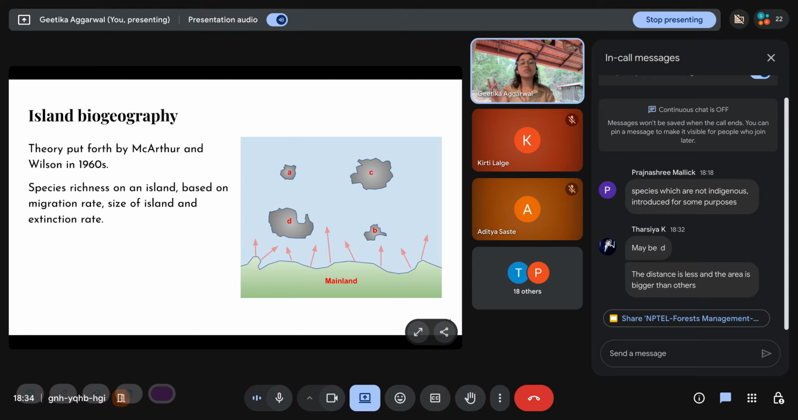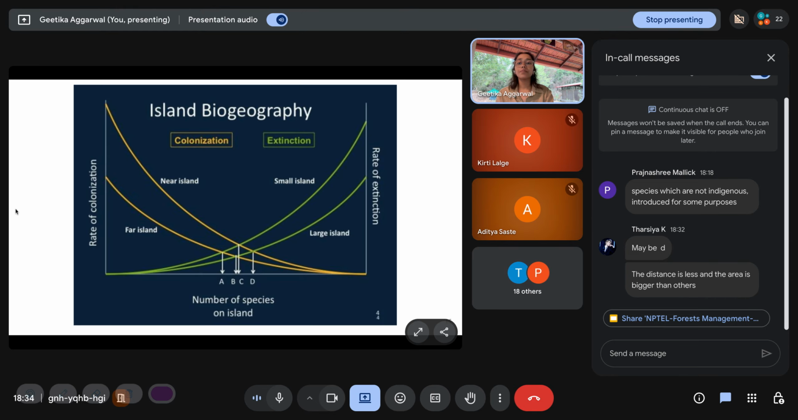So these two factors play an important role in understanding what the species richness on an island can be. So it's a very basic theory. If an island is closer to the mainland, it will have more immigration compared to the islands which are further away from the mainland. And if an island is bigger in size, then it will have lower extinction rates than the islands which are smaller, because the bigger islands can sustain more species. Because of the mere reason that their size is bigger, the resources will be higher in those areas, right?